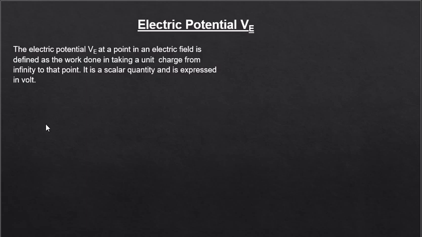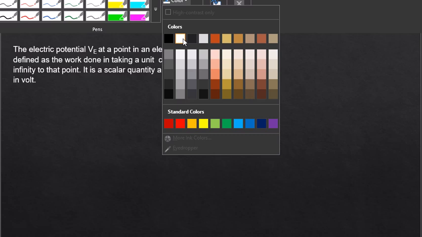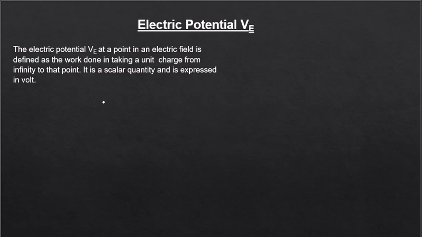The electric potential itself is a scalar quantity because it measures only the magnitude of the potential energy. It does not take cognizance of the direction. It's only the magnitude. So we say that the electric potential, VE, at a point in an electric field is defined as the work done in taking a unit charge from infinity to that point, and it is measured in volts.